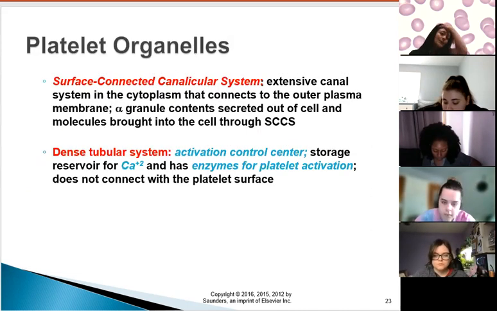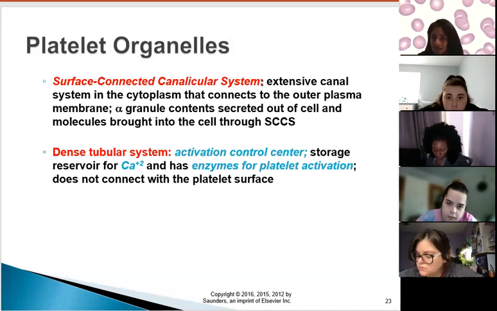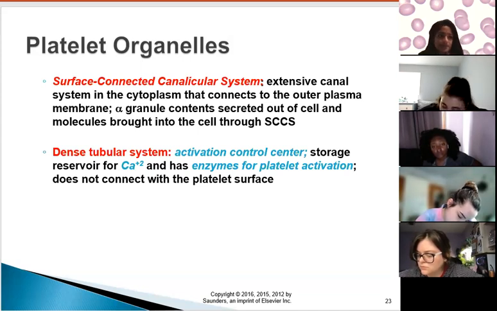All right. Other organelles are the surface connected canalicular system. And this is an extensive canal system in the cytoplasm that connects to the outer plasma membrane. And these alpha granule contents are secreted out of the cell, and molecules are brought into the cell by the surface connected canalicular system, okay, this SCCS. So it's kind of like a canal within the platelets, okay? So it connects the outer plasma membrane to the inner side of them.